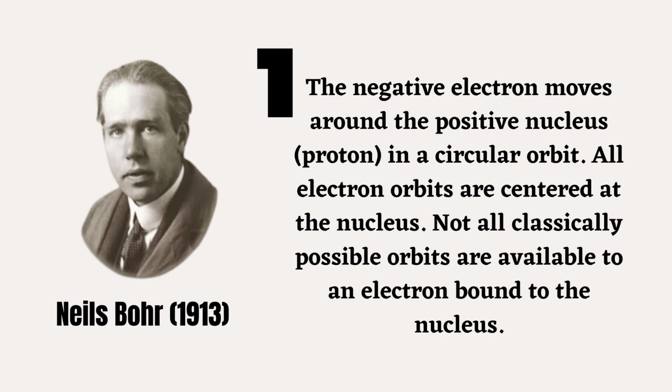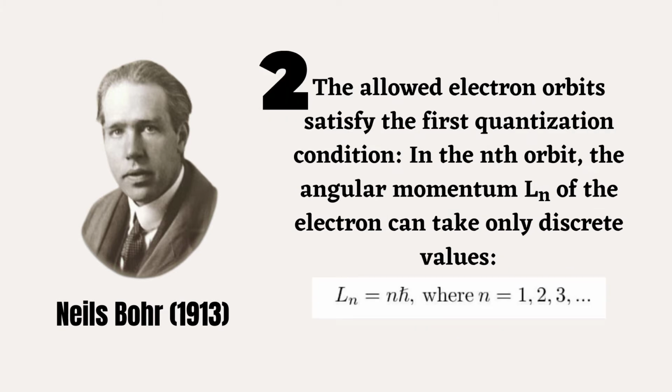First, the negative electron moves around the positive nucleus, the proton, in a circular orbit. All electron orbits are centered at the nucleus. Not all classically possible orbits are available to an electron bound to the nucleus. Second, the allowed electron orbits satisfy the first quantization condition. In the nth orbit, the angular momentum, L sub n, of the electron can take only discrete values, like L sub n is equal to n times h-bar, where n is equal to 1, 2, 3, and so on.